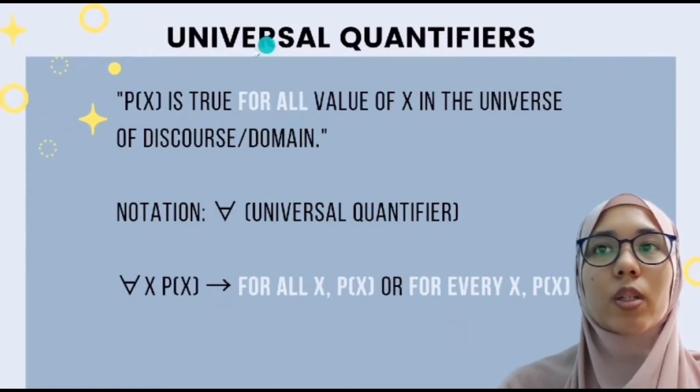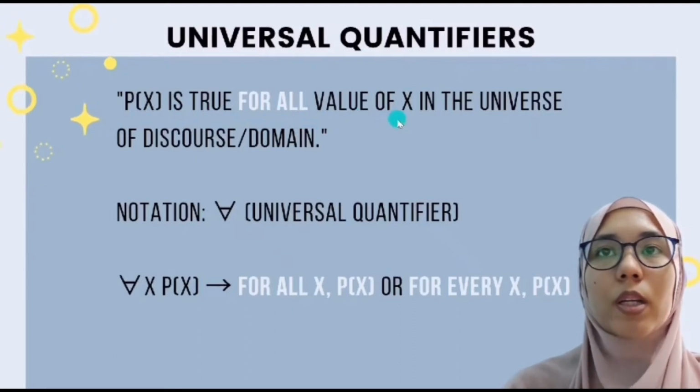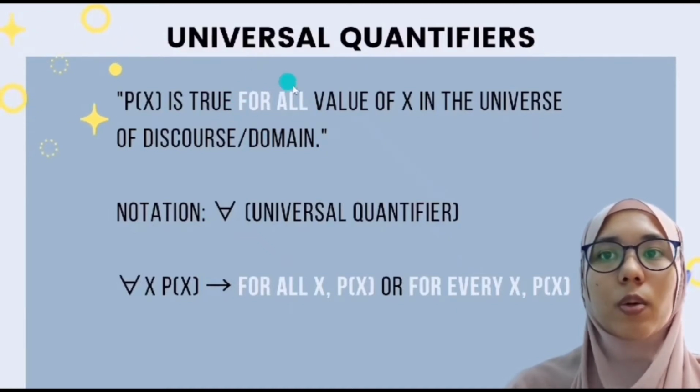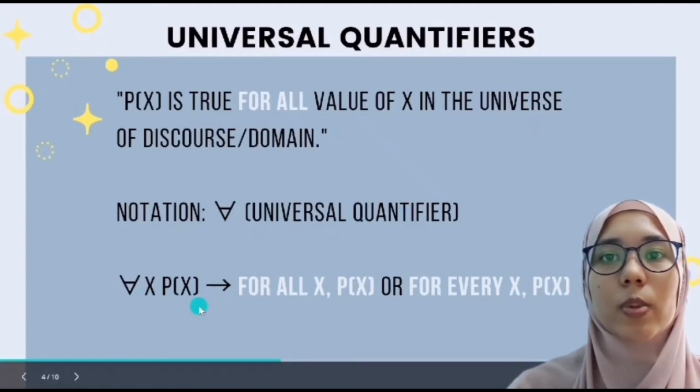The universal quantification of Px is the statement that Px is true for all values of x in the universe of discourse, or domain. The keyword for universal quantifiers is highlighted, which is "for all", and we can remember the notation as an upside down A. The notation itself is read as universal quantifier, but if denoted as below, we read it as "for all x, Px" or "for every x, Px".